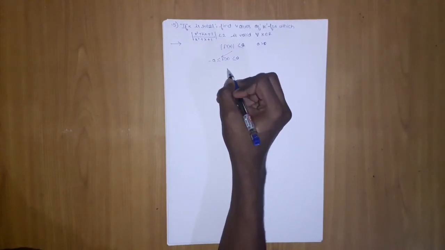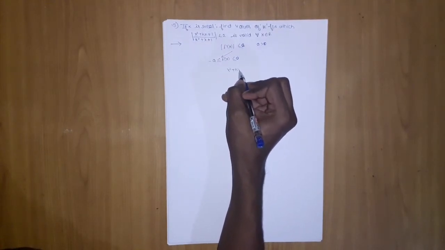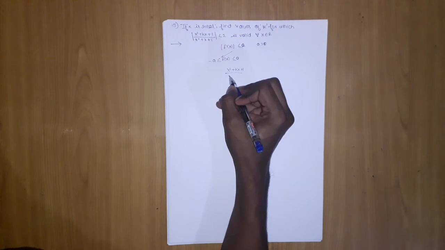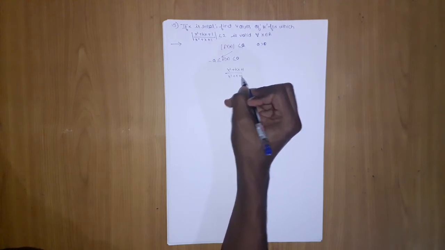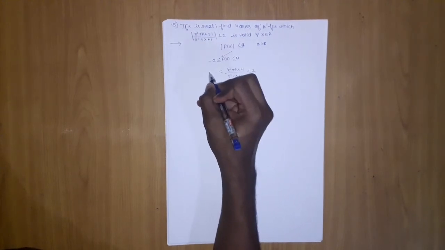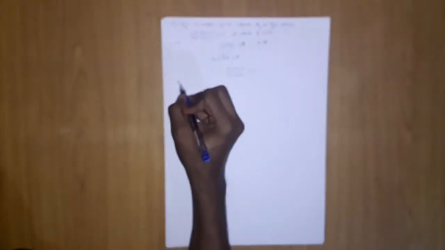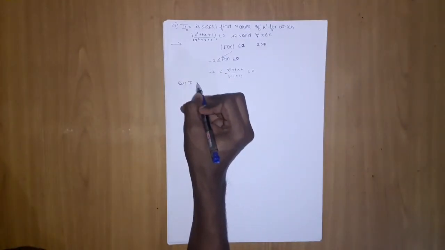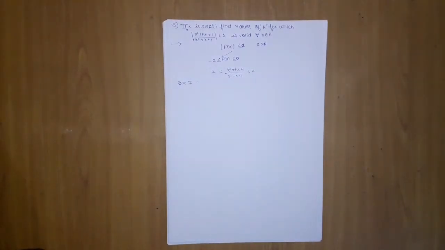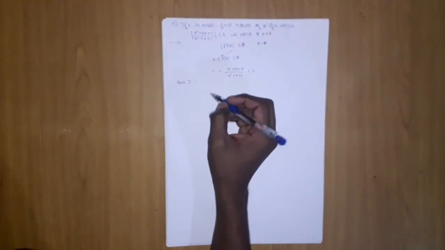So we will open it: (x square plus kx plus 1) upon (x square plus x plus 1) should be between 2 and minus 2, right? Now two cases will develop. Case 1. Inside cases we take intersection and outside cases we take union. This is also an inequality concept, so if your inequality is strong, it will be helpful.